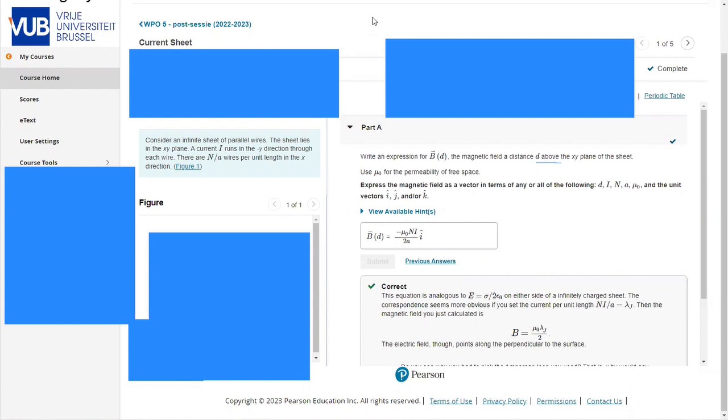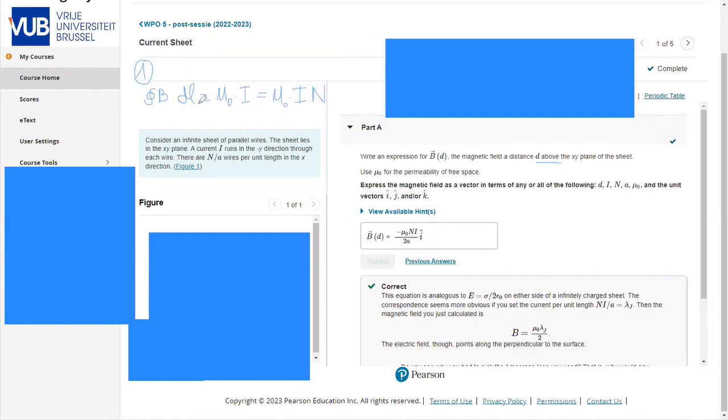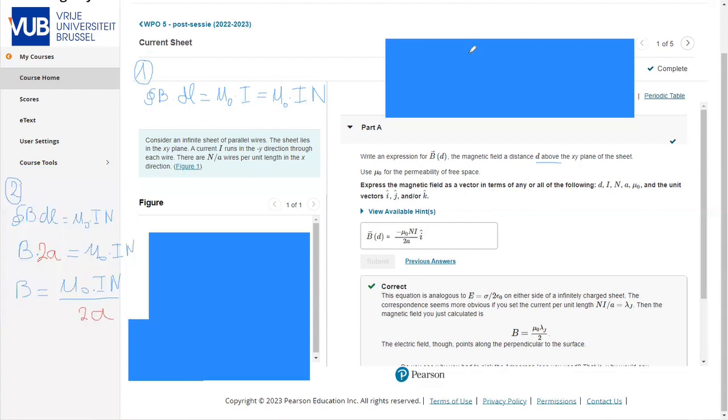But let's go for the exercise. So this was my answer. The first step was like this. I first write the Ampere law. Then I knew that it was like a sheet of parallel wires, which means like a solenoid. So I used the formula for a solenoid, which is just the number of wires. Step two: I took the formula for a solenoid.